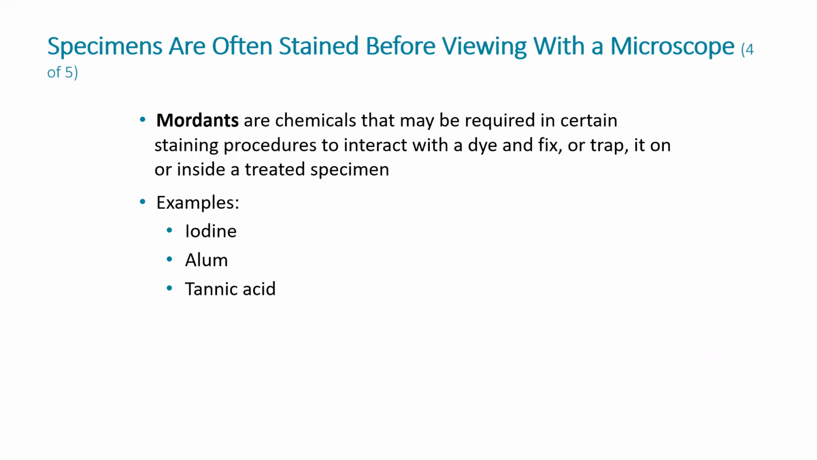Another term that we should know are mordants. They're chemicals that can be used basically to improve a dye's ability to stick. Iodine, alum, and tannic acid have all been used as mordants.